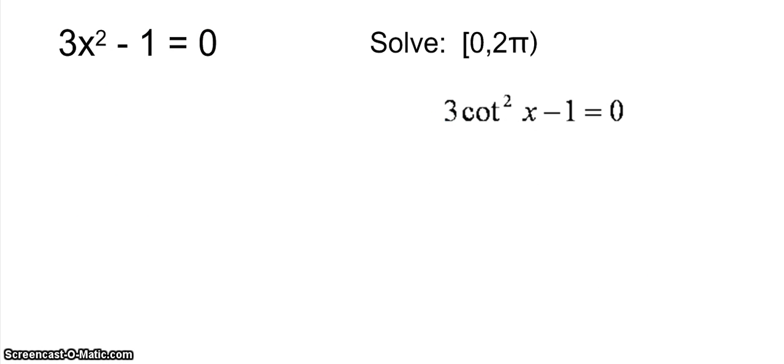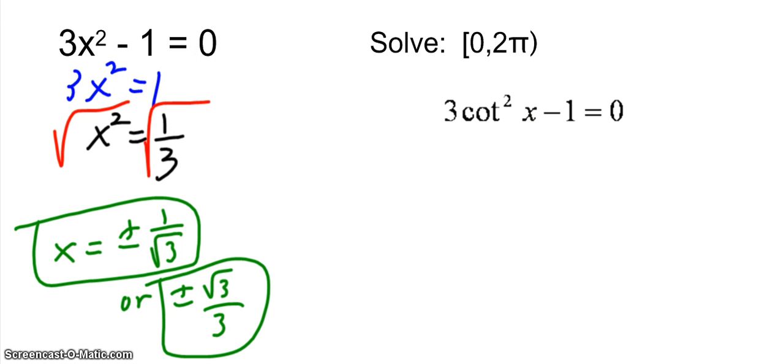Let's try another one. Pause the video, solve 3x squared minus 1 equals 0. Unpause when you're ready to check that. All right, so here, hopefully you got plus or minus 1 over root 3 or plus or minus root 3 over 3. The biggest thing to remember is the plus or minus.